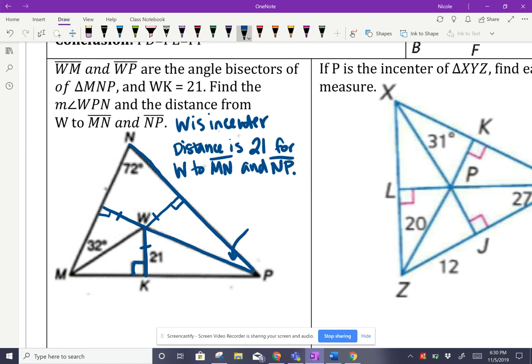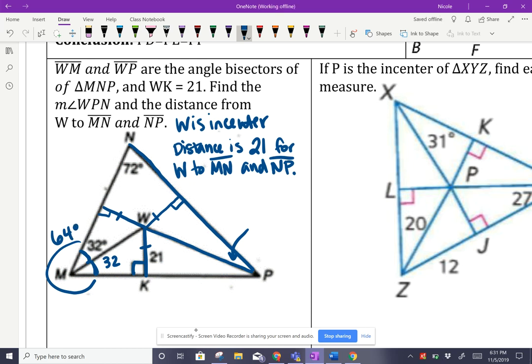Then I need to find the measure of angle WPN. So there's a few ways we can do this. Really the easiest is to think about this as one big triangle. And we know angle N is 72. WMN down here is 32, and it's on an angle bisector. So that means this angle over here is also 32 degrees. So that means this whole corner is 64 degrees total.